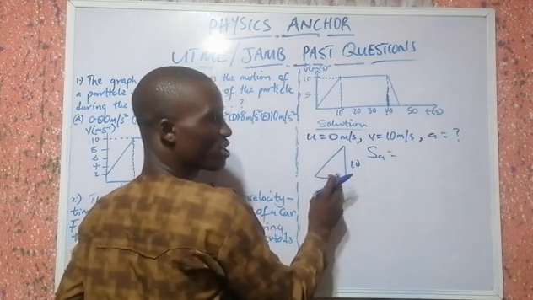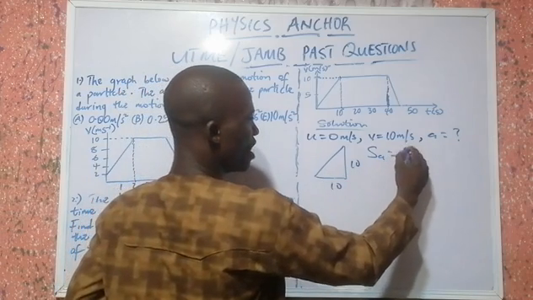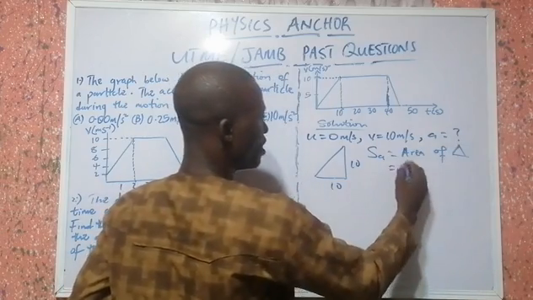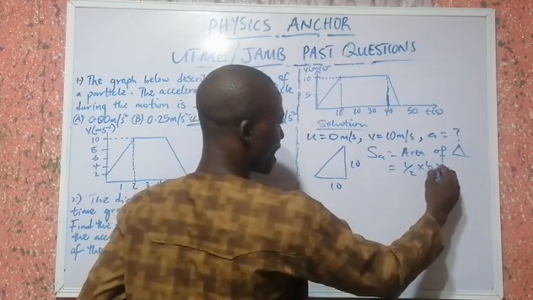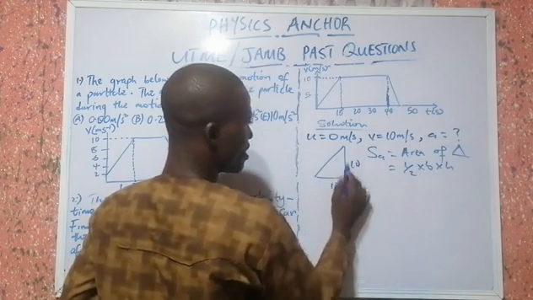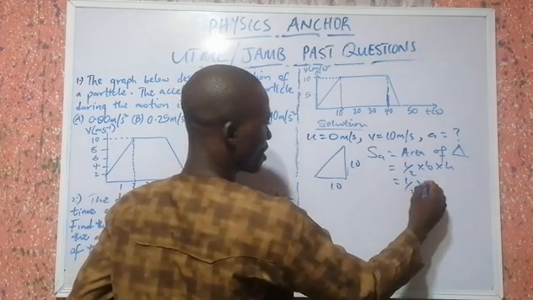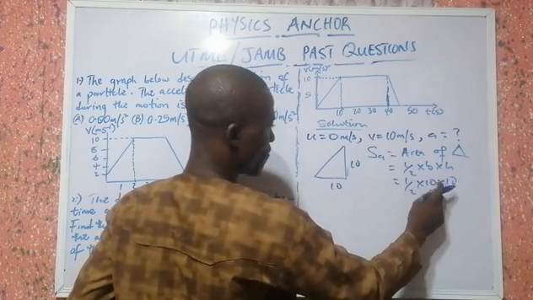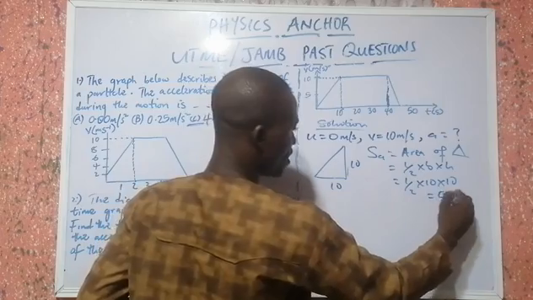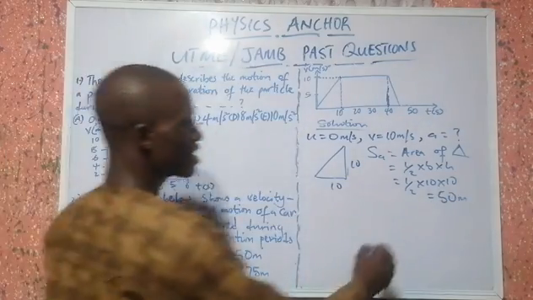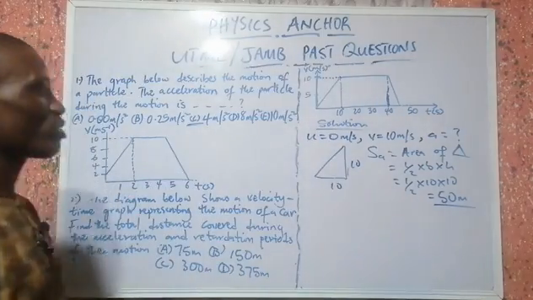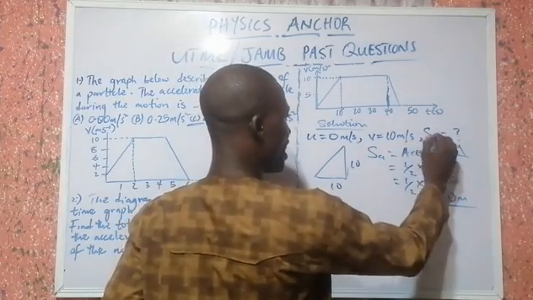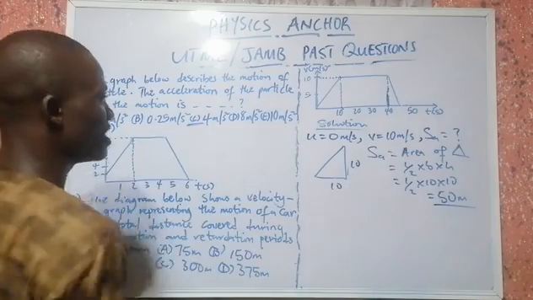the area of this triangle, which is half times base times height. This is our base, this is our height. That will be half times 10 times 10, and half times 10 gives us 5, and 5 times 10 gives us 50 meters. So the distance covered during the acceleration is actually 50 meters. So what we are looking for is S acceleration, by the analysis I did in that place.